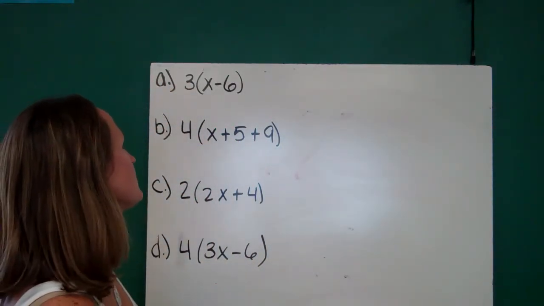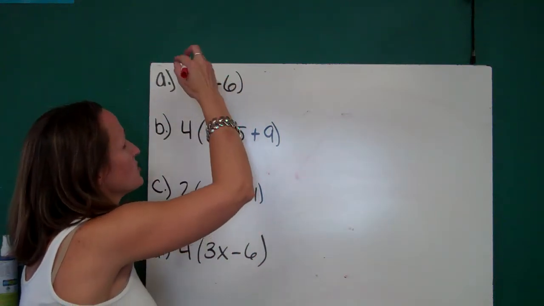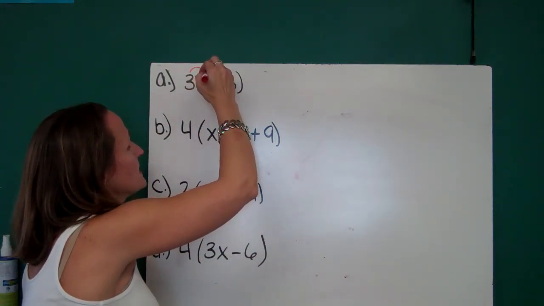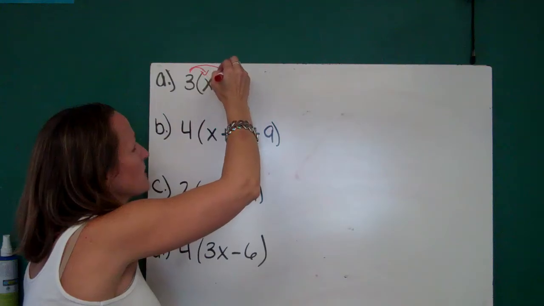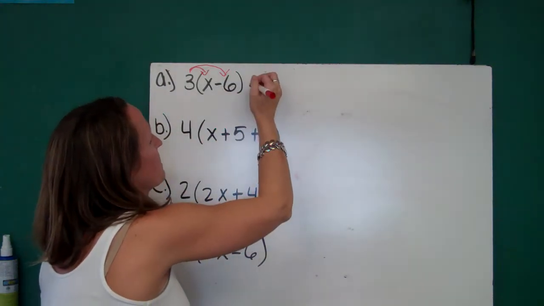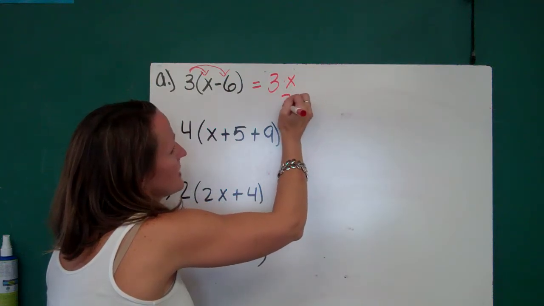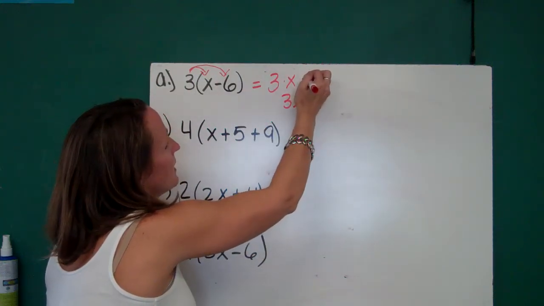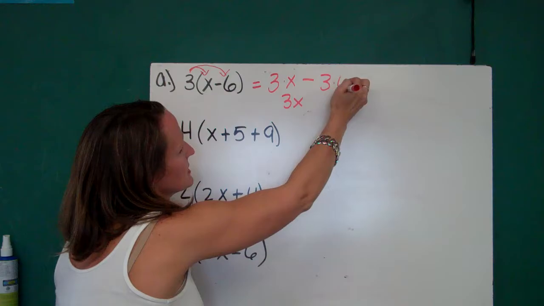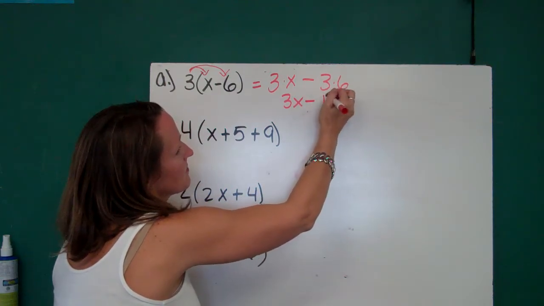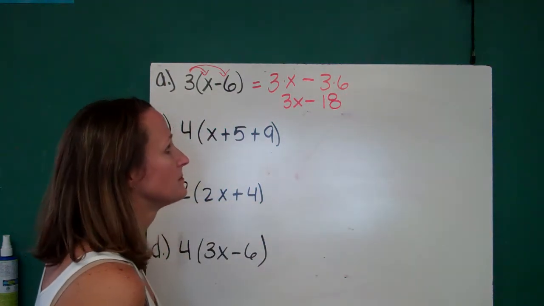3 times x minus 6. Just be mindful of your signs inside. So I'm going to do 3 times x, and I'm going to do 3 times 6. 3 times x gives me 3x, minus 3 times 6 gives me 18.